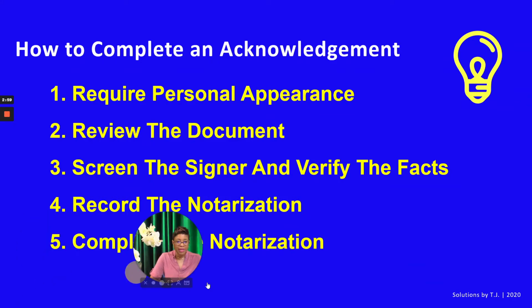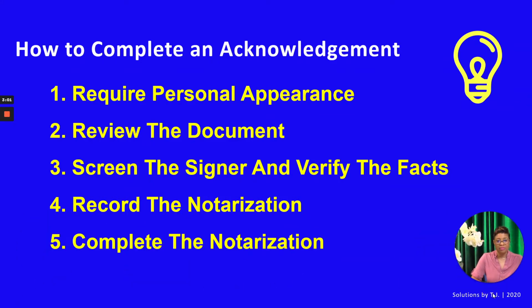So, how to complete an acknowledgement? Number 1, a personal appearance is required. You review the document so that you know which type of notarial act you are performing. Screen the signer and verify the facts. That means, again, asking them to acknowledge or declare that the signature on this document is your own and that you are signing this of your own will. Record the notarization in your journal and then complete the notarization.